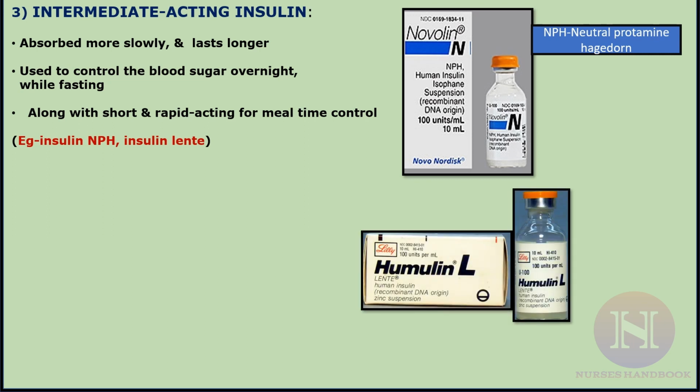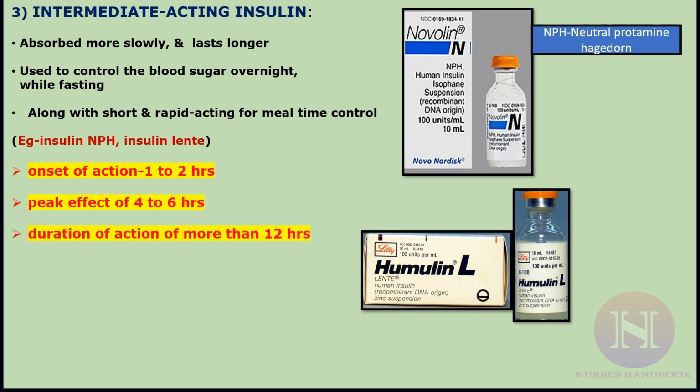The second example is insulin lente. These insulins are given only subcutaneously, never intravenously, and should never be used when rapid glucose lowering is needed, like in case of diabetic ketoacidosis. It begins its action within 1 to 2 hours and has its peak effect at 4 to 6 hours, and the duration of action extends up to 12 hours.